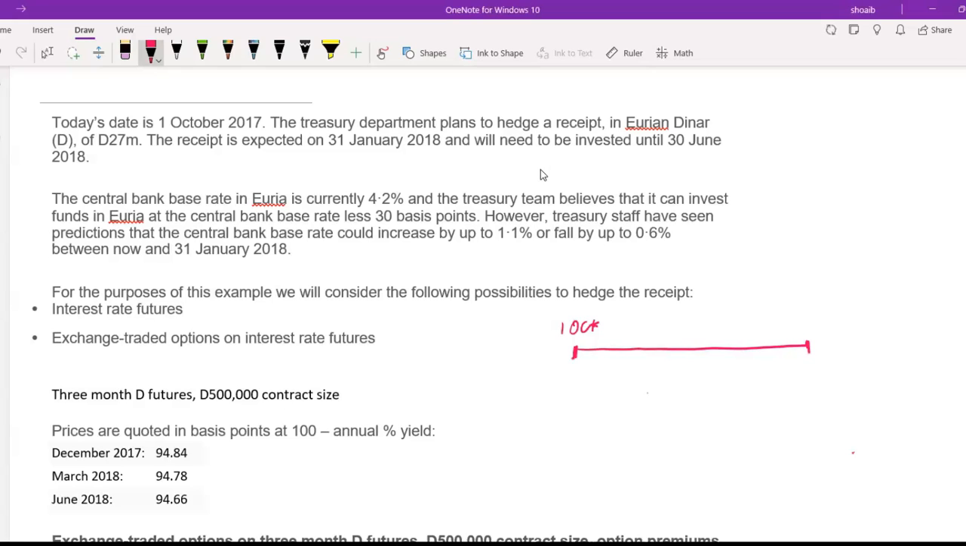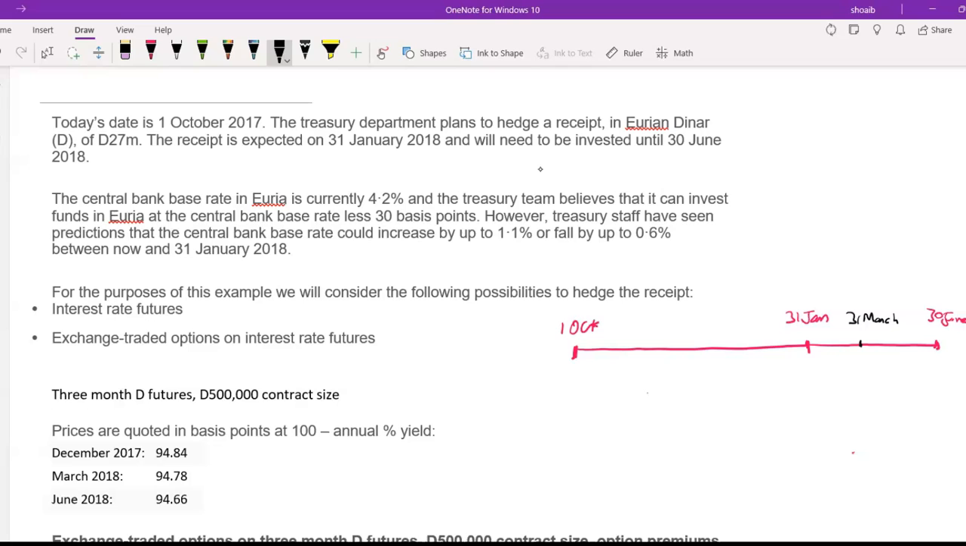And you will receive a receipt on 31st January and you will invest that till 30th June. So when you are expecting to receive the amount on 31st January, as per our prior knowledge, if you are receiving any amount on 31st January, you will select the contract expiring after this date. You will select 31st March. So you will select the March contract.